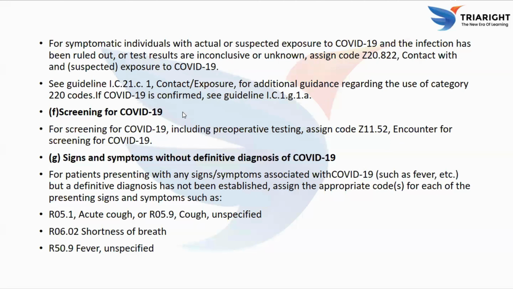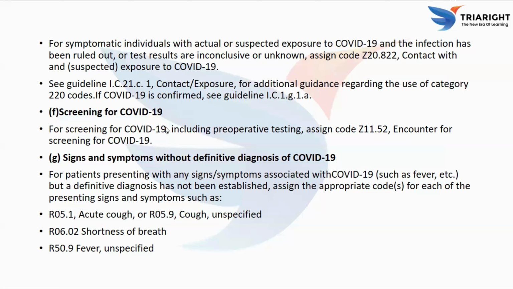For symptomatic individuals with exposure to COVID-19, if a patient has symptoms like fever, cough, breathlessness, and they have had actual or suspected exposure to COVID-19, but the COVID-19 test is negative, inconclusive, or the result is not yet known, you have to use code Z20.822, contact with and suspected exposure to COVID-19. Why this code? Because the person had exposure plus symptoms, but COVID-19 is not confirmed. So we cannot code U07.1 unless it is clearly documented as confirmed COVID-19. If COVID-19 later becomes confirmed, you change to U07.1.